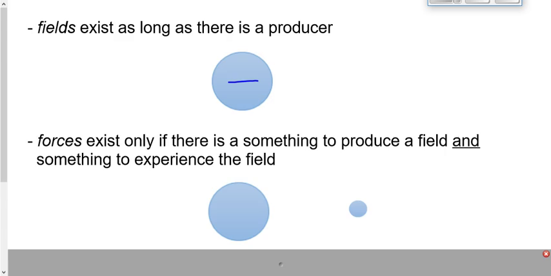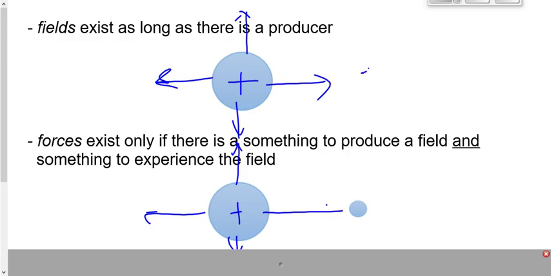So right up top here, here's a producer, nothing out here to experience it, there's just a field. Here we have, whoops, that should be a positive particle producing a field outwards. If we have a positive particle down here, still a field that's caused by this positive producer. But now we have, let's say, this tiny little thing that's experiencing the field that also experiences a force. So just the producer, just a field. Producer and experiencer, you still have the field, but now you've got a force as well.